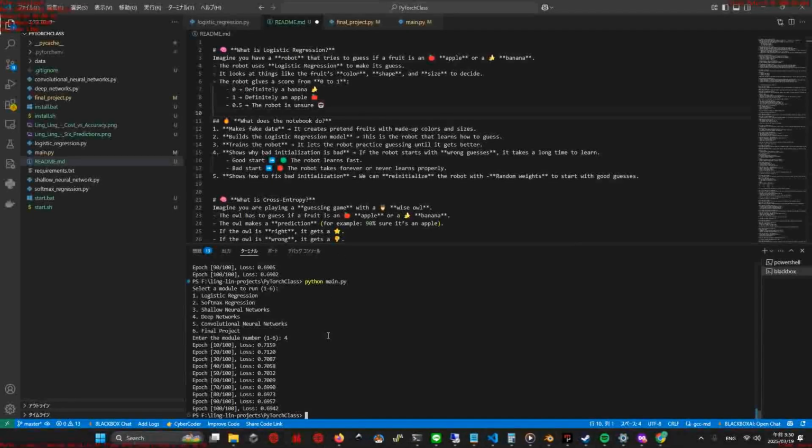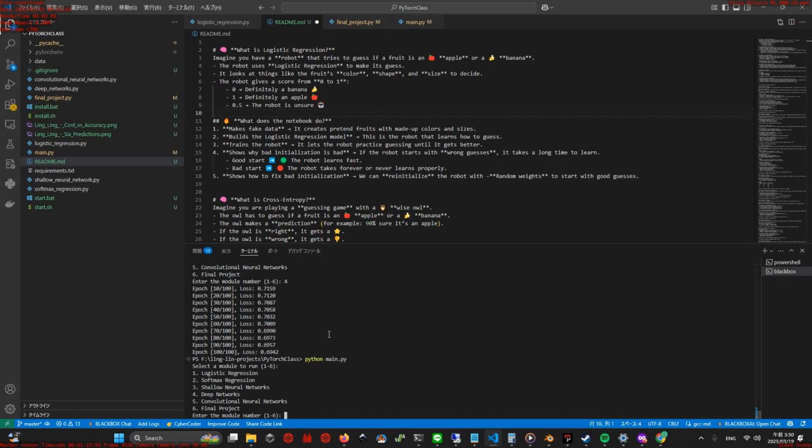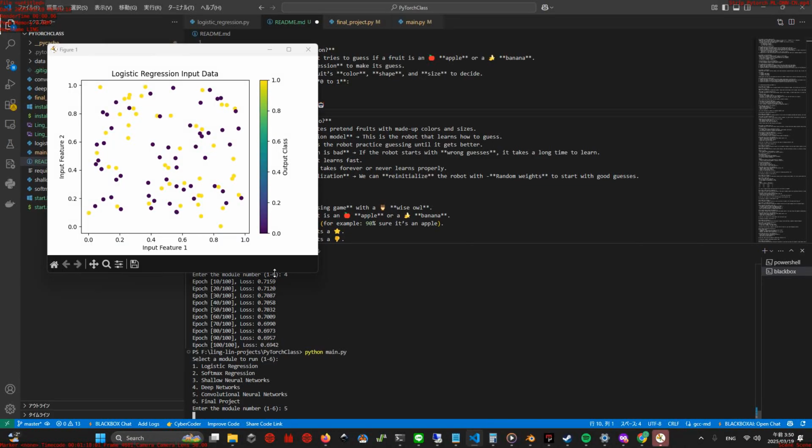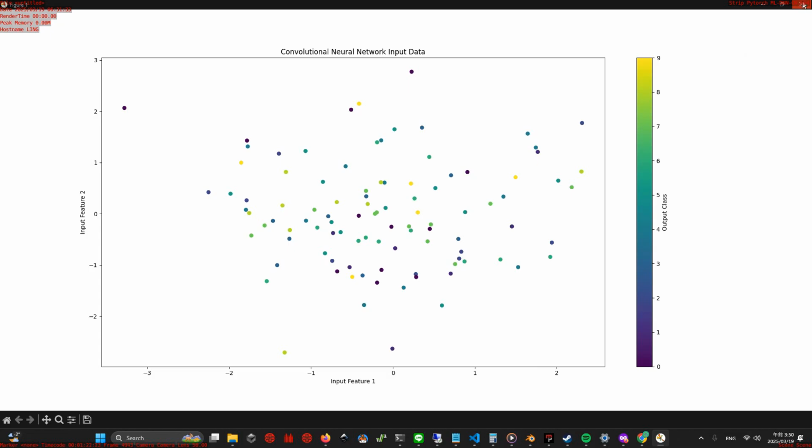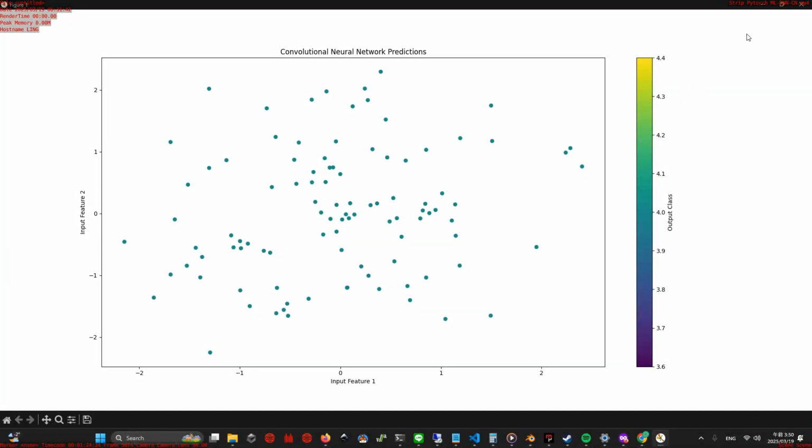Now let's look at the NIST dataset. This is a collection of handwritten digits from 0 to 9. We'll train a softmax classifier to recognize these numbers, predicting how confident it is for each digit.